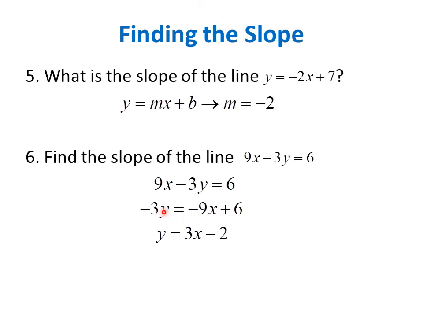To completely isolate y, we have to divide both sides of the equation by -3. So we are left with y on the side equal to -9x divided by -3, which is 3x, and positive 6 divided by -3 is -2. So this equation is now in the slope-intercept form, and we know that this number that is multiplied to x, or the coefficient of x, is the slope. Therefore, the slope of the line is equal to 3.